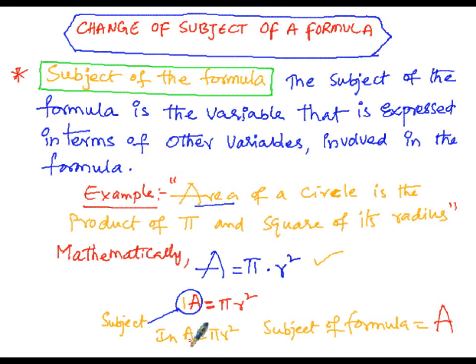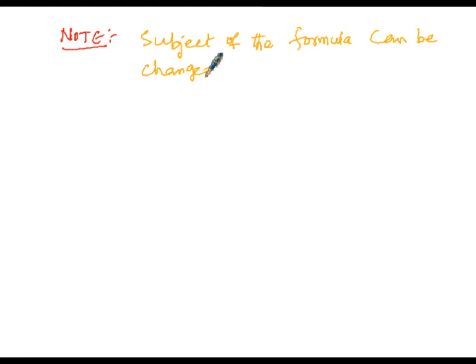The subject can also be changed into other variables. Note this: instead of A in the first case, that is A equals pi r square, we can make r the subject by changing the subject. So the subject of the formula can be changed to another variable. For this case, let us perform one example.